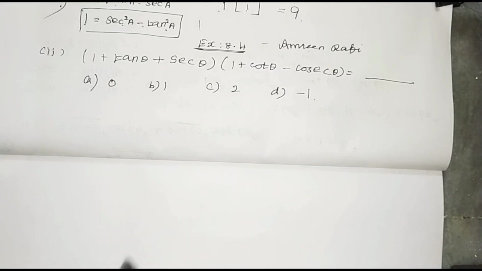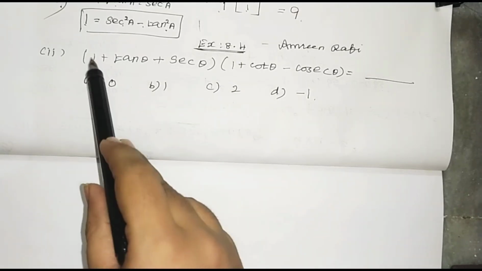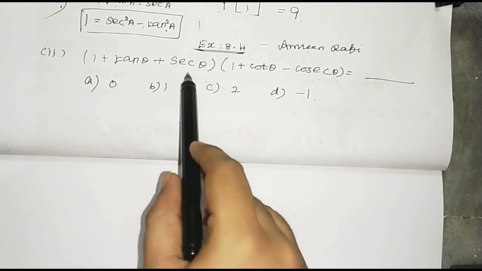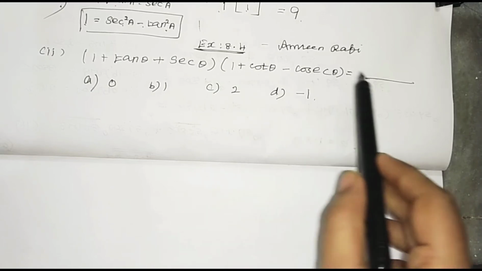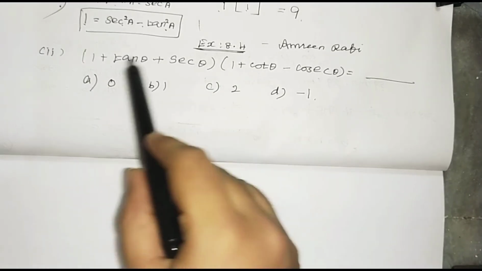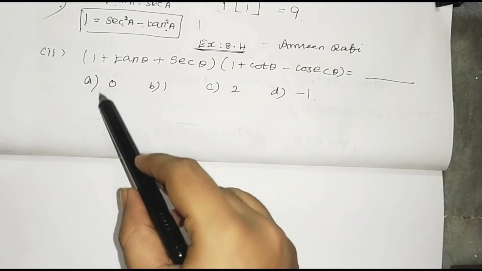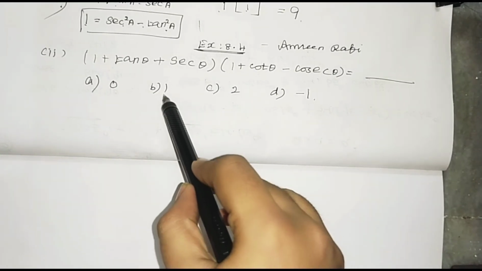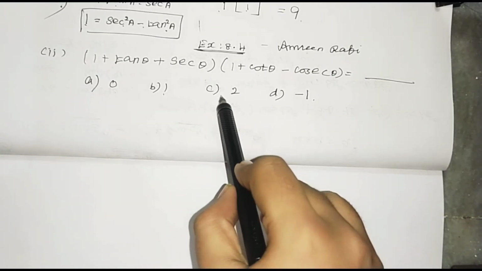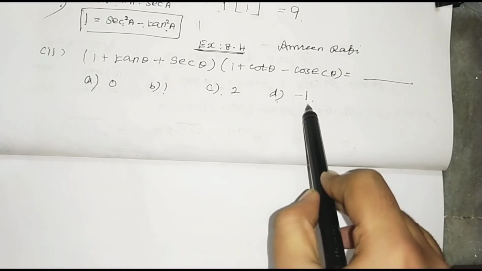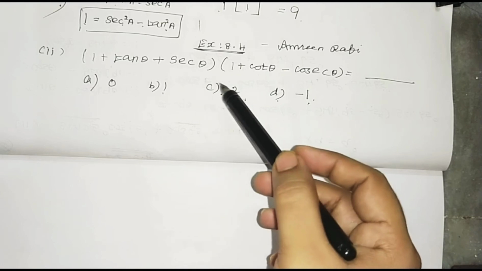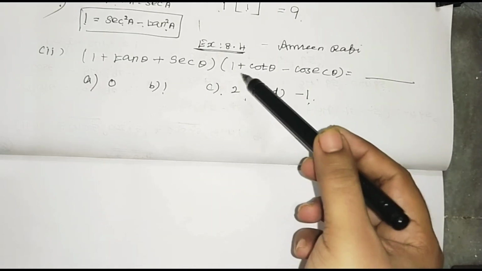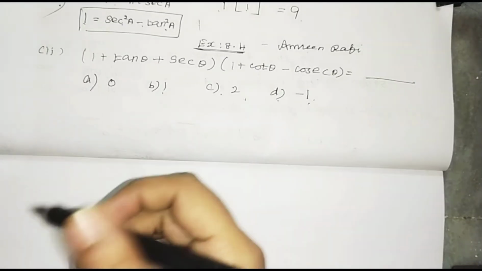Exercise 8.4. The second sum: 1 plus tan theta plus secant theta, 1 plus cot theta minus cosecant theta equal to dash. We have to find out: option A 0, option B 1, option C 2, option D minus 1. Which one we have to find out? So this sum is a little big. So listen carefully, then we can find out the answer.